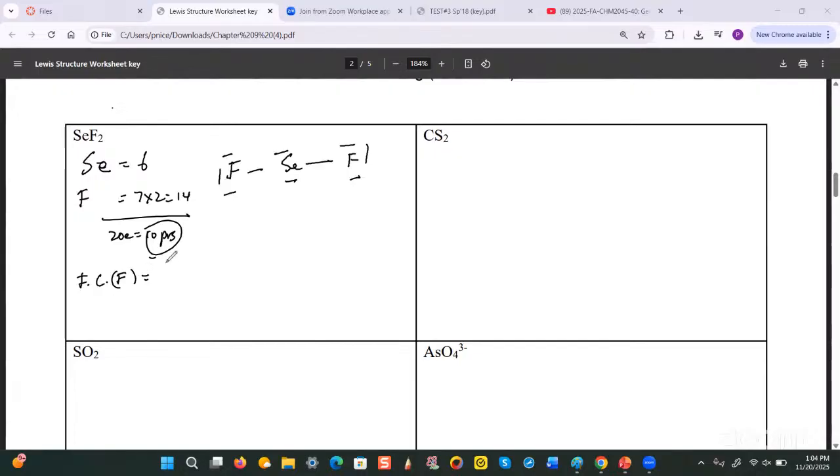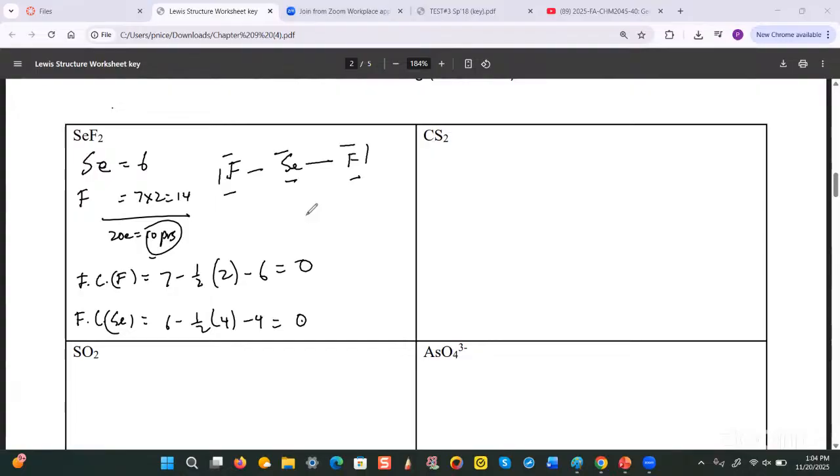Oh, right. Formal charge. 7 minus half of 2 minus 6, and that gives you 0. And for the selenium, that would be 6 minus half of 4 minus 4. And that would be equal to 0 as well. So therefore, there are no charges in this particular molecule whatsoever. All right? And that's how you do that. Okay, any questions about this one? Any questions?